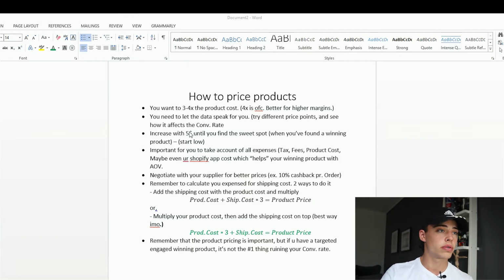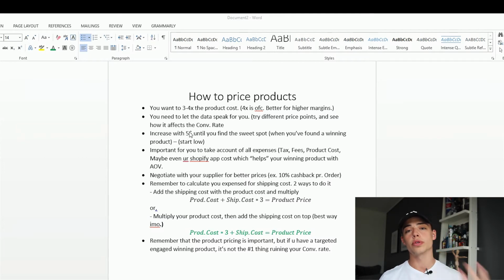Another point I have here is that you need to negotiate with your supplier. This will increase your margins a lot, because you can maybe get even a 10% cash back or a 15% cash back if you have a lot of orders and stuff like that. You get a good relationship with your supplier. It's all about getting a good relationship, so you can increase your margins, and so you can get cashbacks like 10% or something like that.